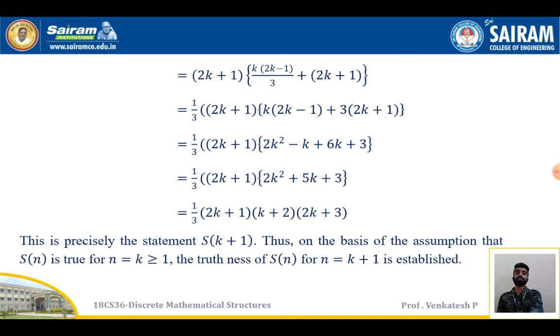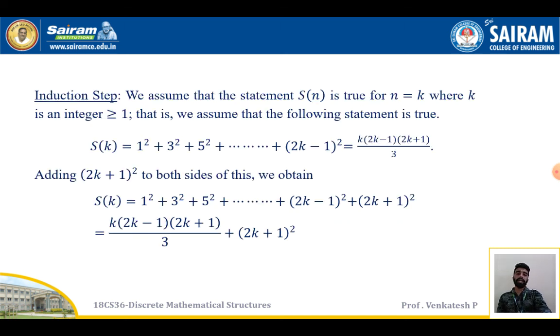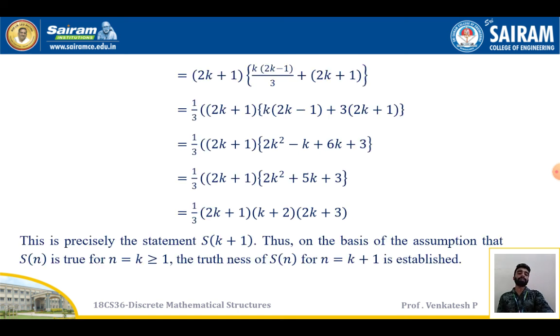Okay. So to prove that this statement is true for S of k plus 1, I must have k plus 1 in place of k. So here for k plus 1 I'll be getting 2k plus 1... here 2k plus 3 I must have, right? So then same thing I got here: 1 by 3, (2k plus 1)(k plus 1)(2k plus 3). So hence I can say that the statement S of k plus 1 is true. On the basis of this assumption that S of n is true for n is equal to k, which is greater than or equal to 1, the truth of S of n for n is equal to k plus 1 is established here.